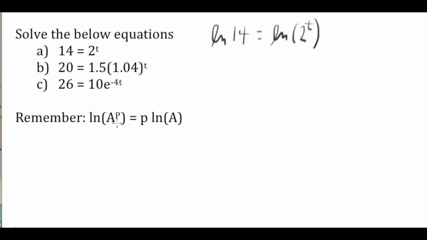Okay, so we come down here, remember this rule. Whenever you have natural log of something to a power, you can bring the power out in front. So that t can come out in front. You'll notice that sometimes I use parentheses around things in the natural log and sometimes I don't. So now I have this expression. And now we're going to divide both sides by natural log of 2.